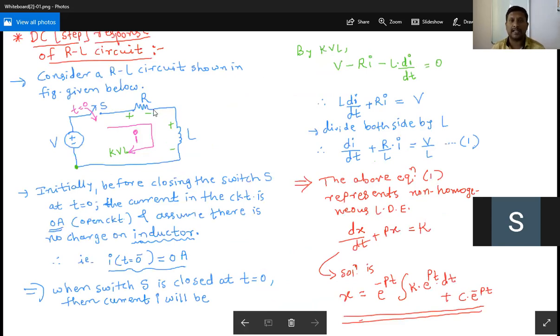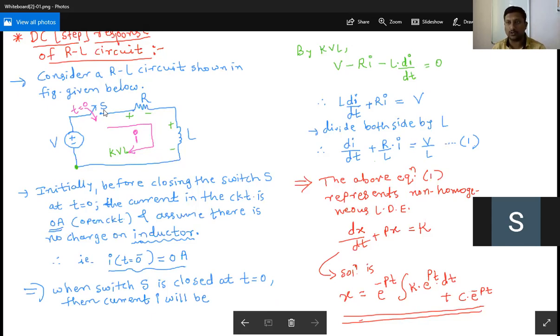So here the RL circuit is there. R and L are both in series, resistor and inductor. Consider an RL circuit shown in the figure given below. What is the role of the switch? I already told in the previous lecture. Here the switch is named S, and that switch will close at time t equal to 0.